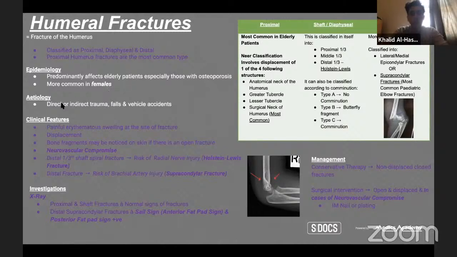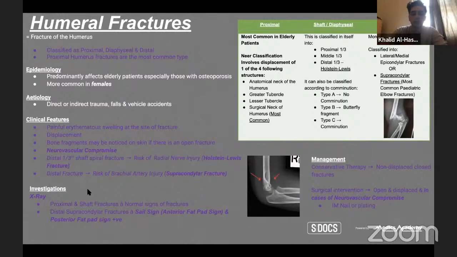The etiology is direct or indirect trauma, and the clinical features are painful erythematous swelling at the site, as mentioned prior, displacement of the bone fragments, and bone fragments can also be noticed if this is an open fracture. There is a potential risk of neurovascular compromise, which always needs to be remembered. In the Holstein-Lewis fracture, as mentioned earlier, there is a risk of radial nerve injury. In a supracondylar fracture or a distal fracture, there is a risk of the brachial artery being perforated, especially as seen, and so the brachial artery would run generally around here. And if there was an injury there, it is likely that there would be a perforation of this artery. This can be quite worrying.